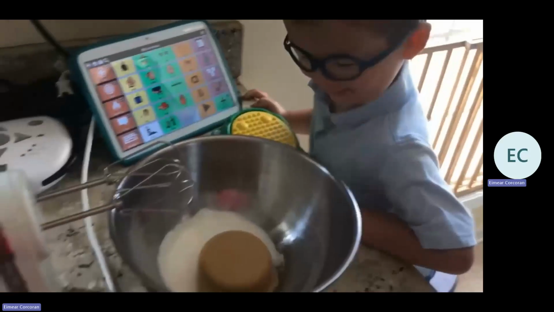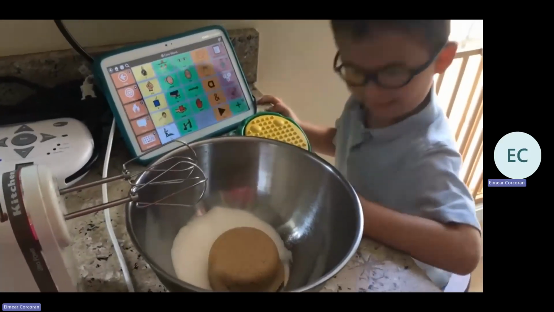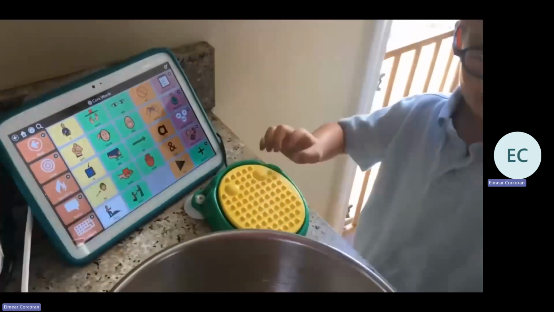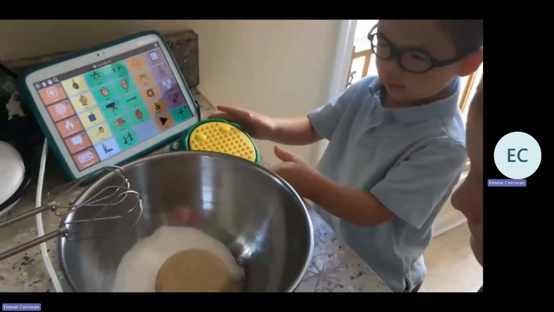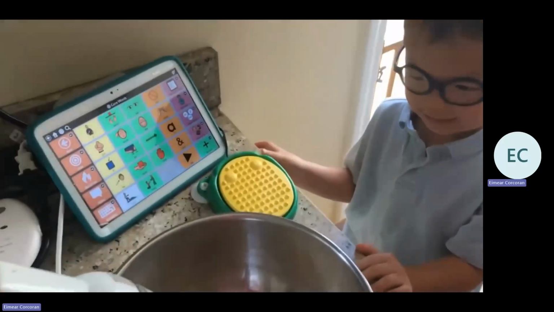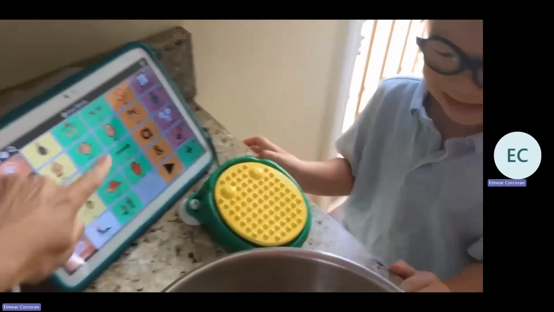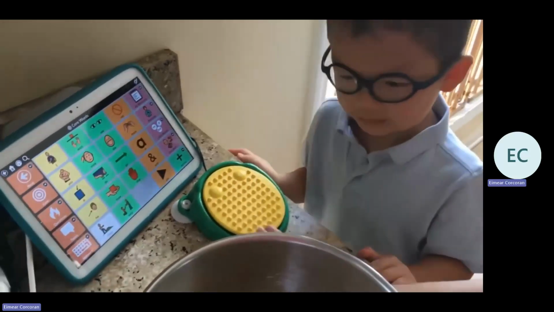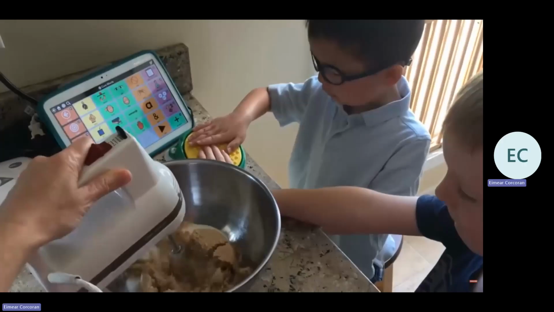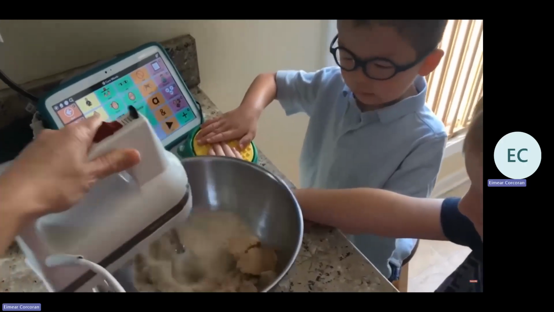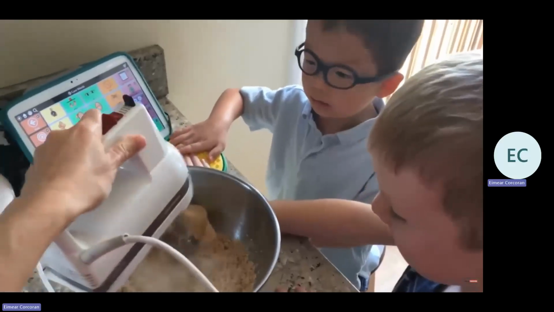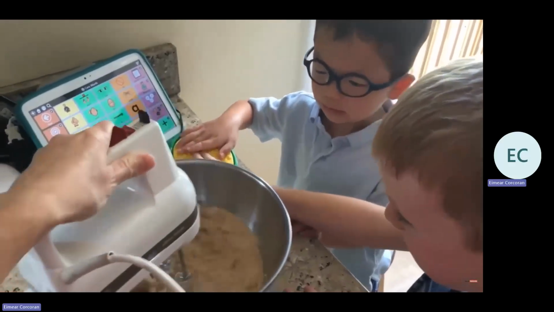I think it's time to use the mixer. This is going to be so cool. Are you ready to help? You're going to help with the mixer. Okay, so I'm going to hold it, and then you guys are going to make it go. I'm going to hold it here and you just hold down that button. Make it go. What do you think? Gotta make it go, go, go.